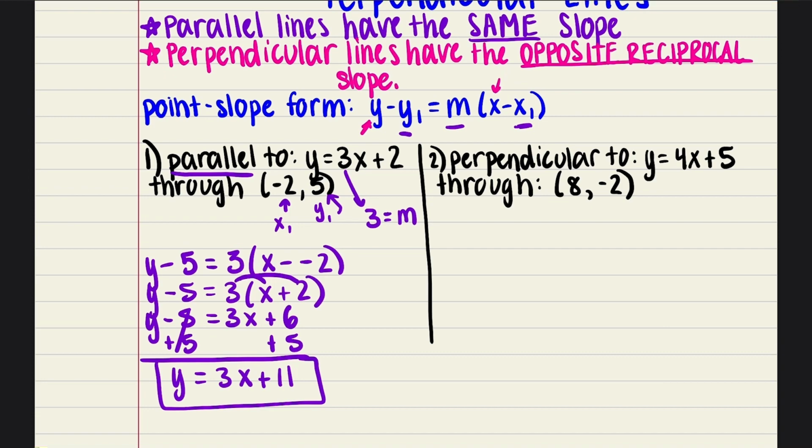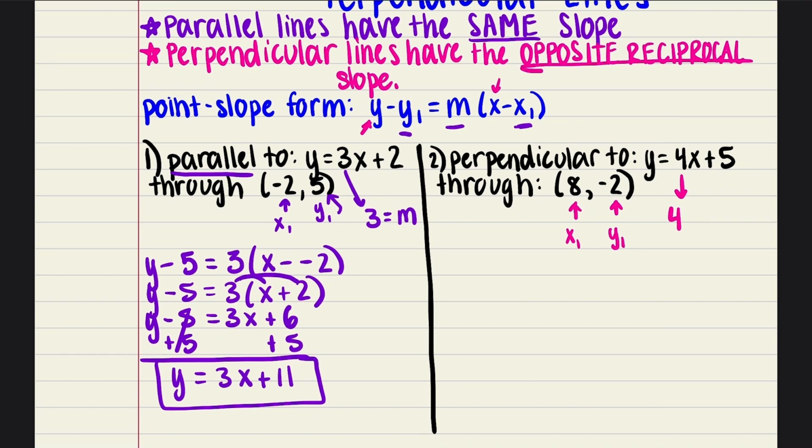So that's an example of if you have parallel lines. Perpendicular is the same thing, except we have one more step here. So let's label. I have my x1, my y1, draw an arrow there, y1, and then let's find our slope. This is going to be different. So my slope is 4.